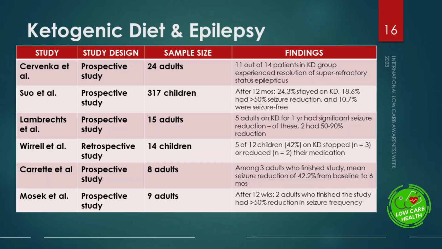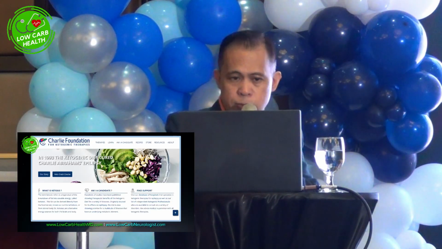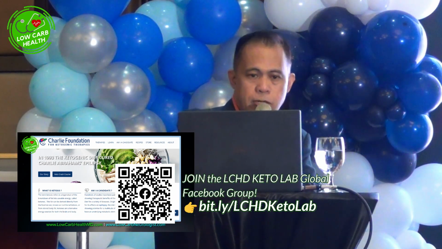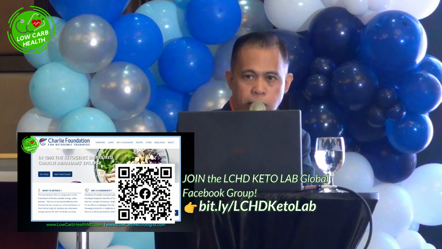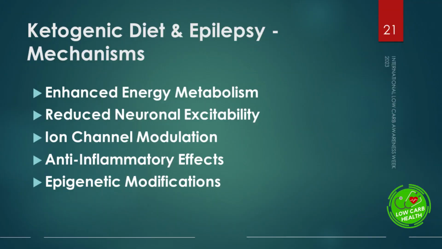So there is already the Charlie Foundation, because the son of Jim Abrahams was healed of his epilepsy in his younger years. That's Charlie. That's why they have the Charlie Foundation for ketogenic therapies. So these are the mechanisms. I mentioned this already earlier.